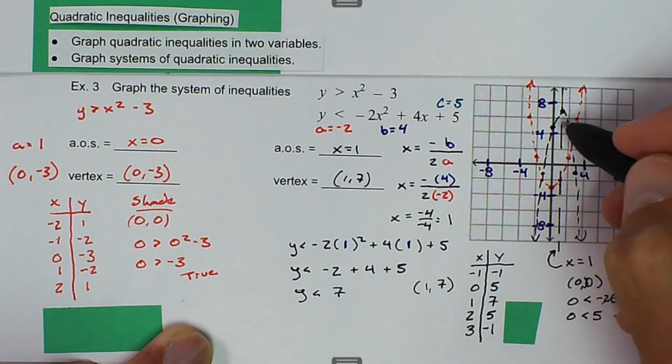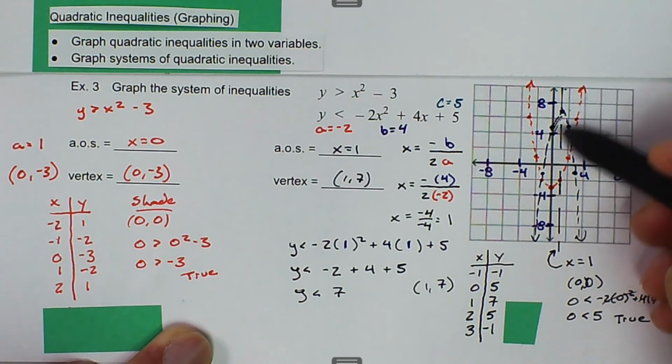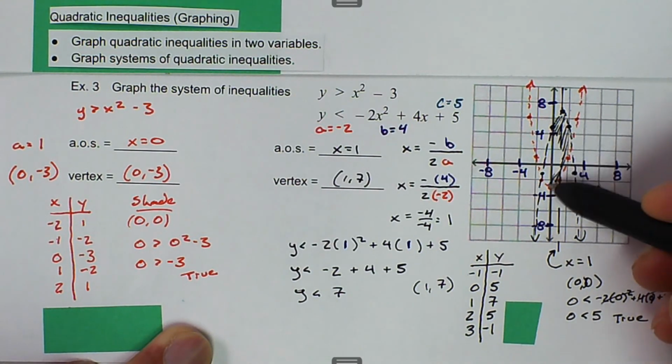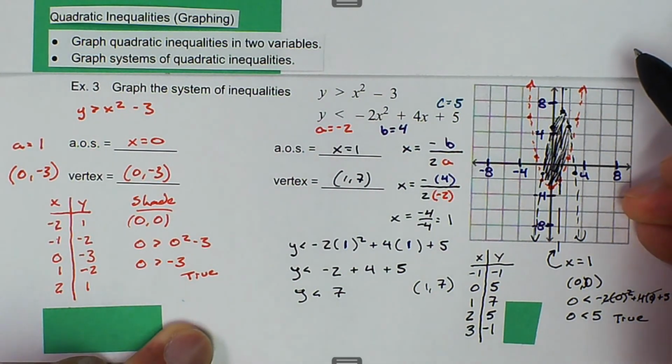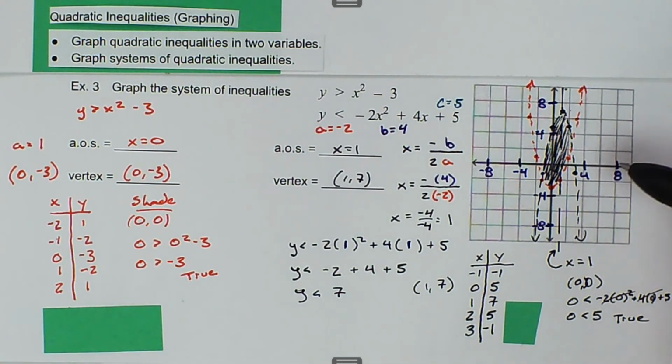So for both regions, we want to shade inside the parabola. So we want to shade that region there, and that is our solution set.